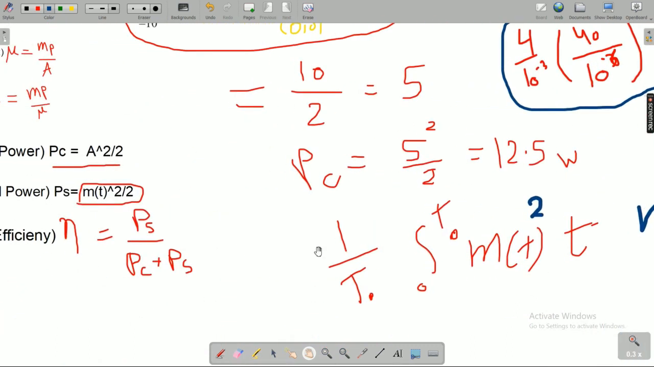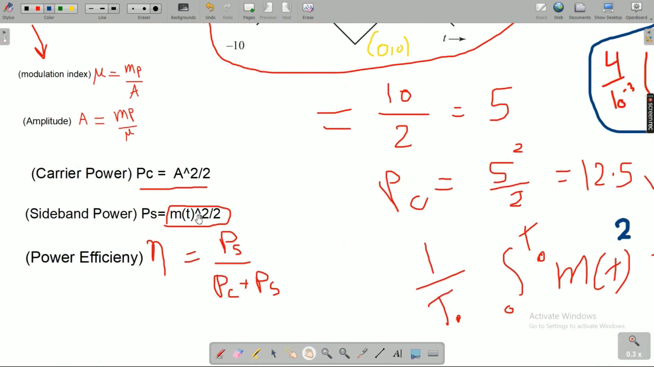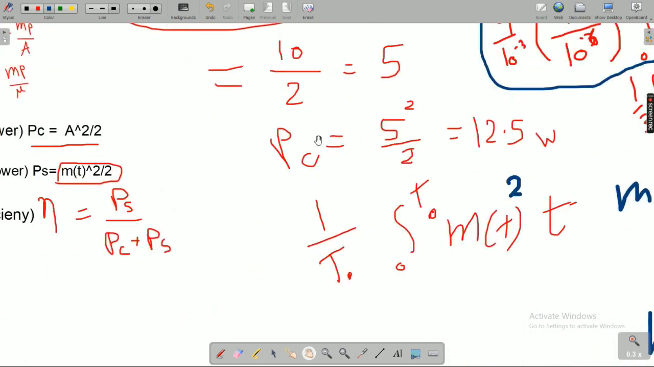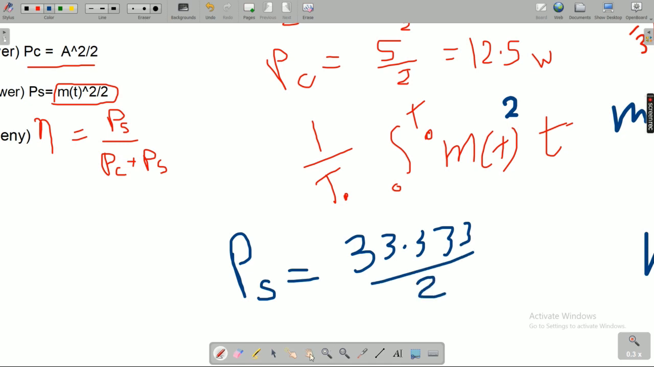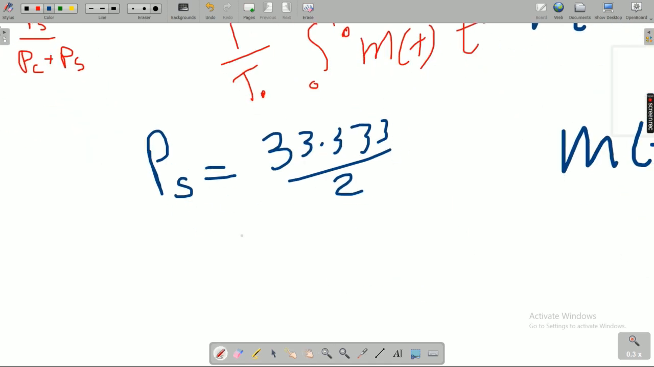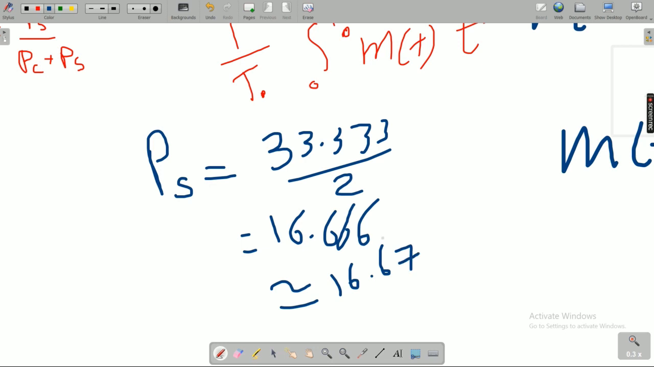But the sideband power, it says it's m of t squared divided by 2. What does this mean? It means that Ps equals the power that we have just obtained, 33.333, divided by 2, which will equal 16.666 and so on, which is approximately 16.67. And this will be my sideband power.